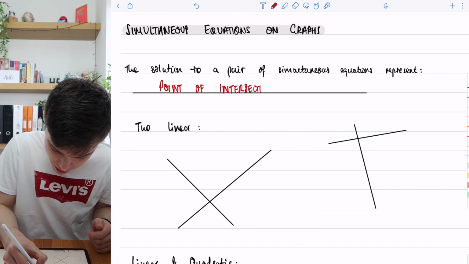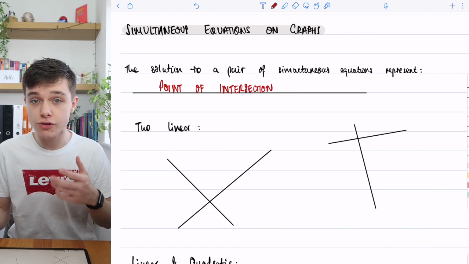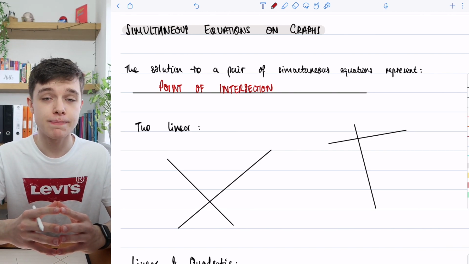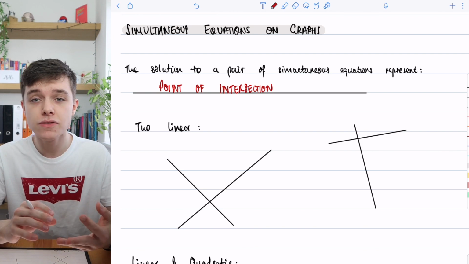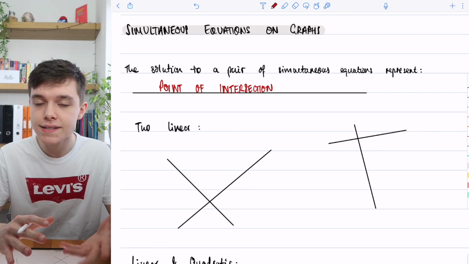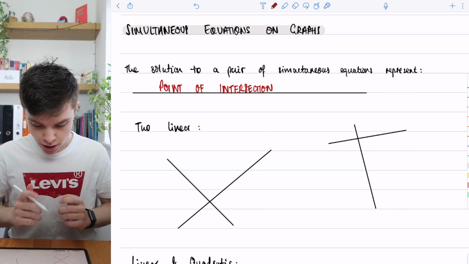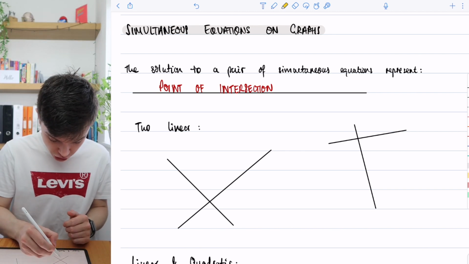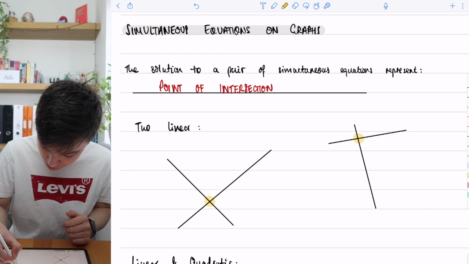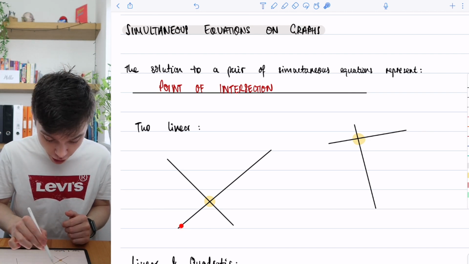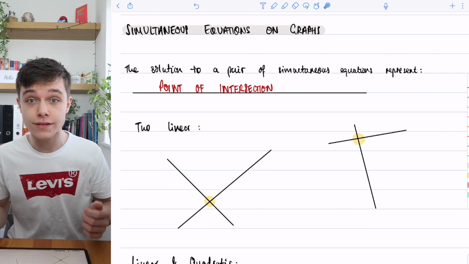So, if you're asked to solve simultaneous equations graphically, what you want to do is maybe graph the two straight lines, or if it's a quadratic, graph the quadratic, and you want to find the point of intersection. So, for example, if we have a look at these two, we can see there is the point of intersection, okay? The point of intersection is where the two lines cross.